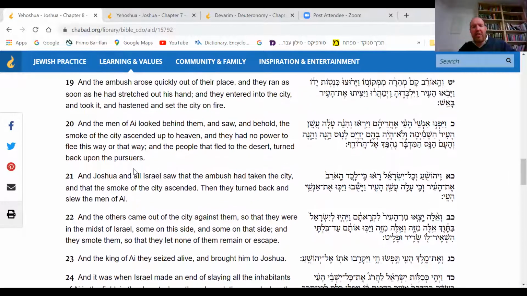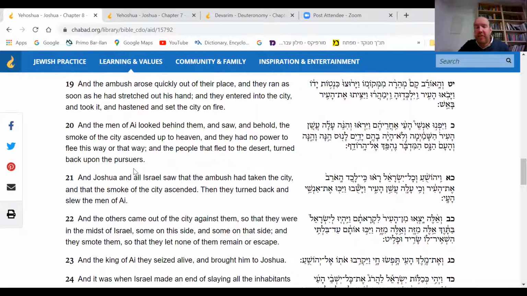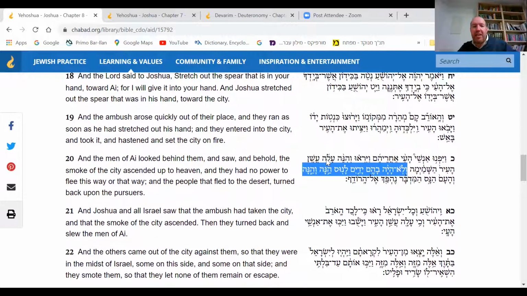Notice that the people of Ai weren't capable of even fleeing. They were so overwhelmed and shocked. Notice the description here: they had no power to flee this way or that way. The Hebrew is veloya b'hem yadayim lanus hena v'hena. They didn't have hands, they didn't have power to flee this way or that way. They were so overcome. Notice the word usage of the word yad. They didn't have, translated, power. They didn't have hands, force to flee. They totally lost any confidence and any capacity.